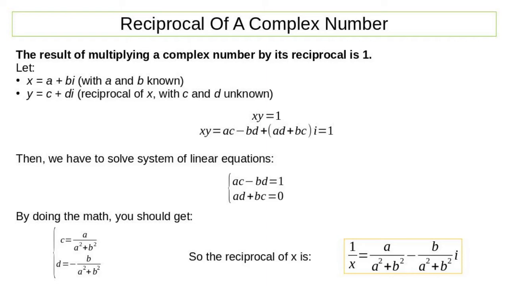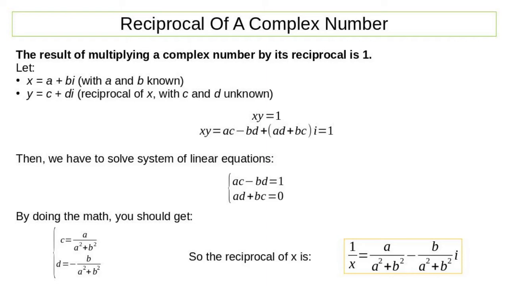Let's consider two complex numbers. x as a given complex number, expressed as a plus bi, and y as the reciprocal of x, which is unknown, and is expressed as c plus di. To calculate y, let's set the product xy to be equal to 1. We apply again the algebraic multiplication of the terms of x and y.